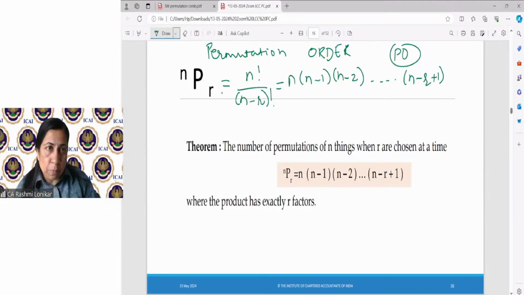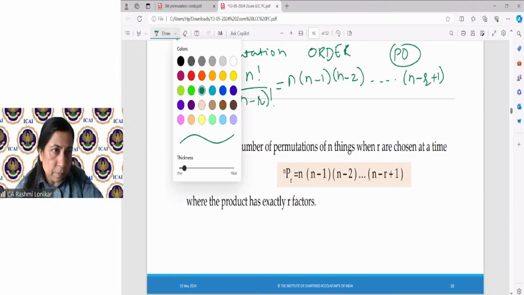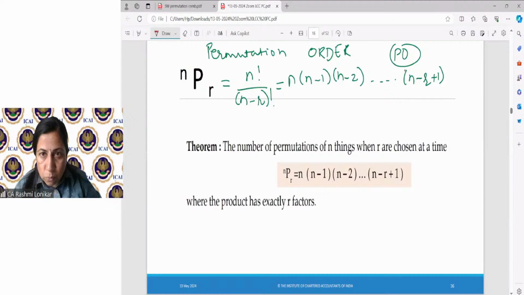This is important. This term is important, let me write it in red pen. Sometimes we forget it, so you should remember the term n minus r plus 1. It is simple: n into n minus 1 into n minus 2, and just remember to end at n minus r plus 1. So this is what you should be doing. n factorial upon n minus r factorial is the way.